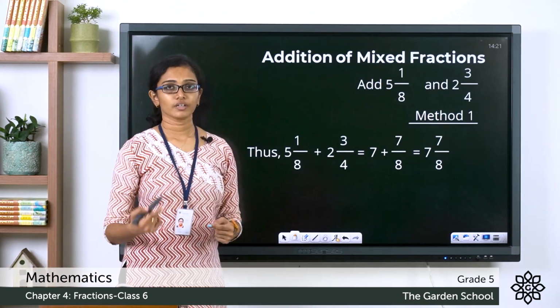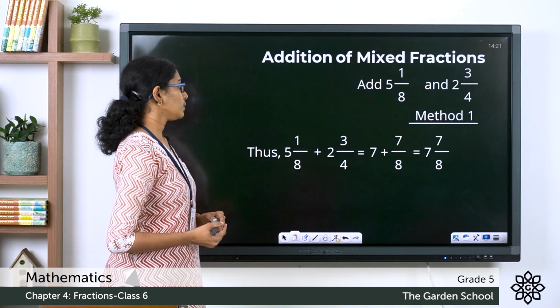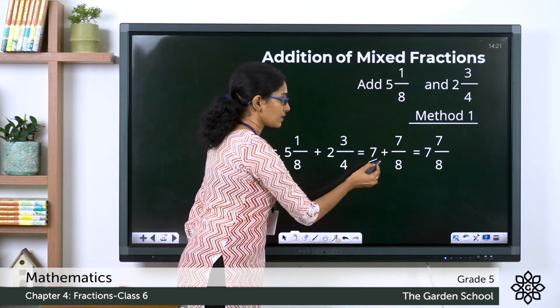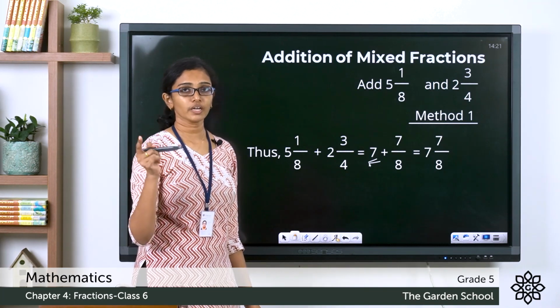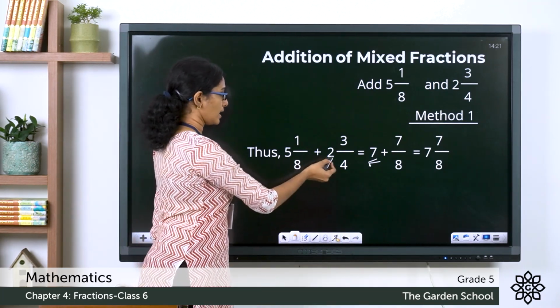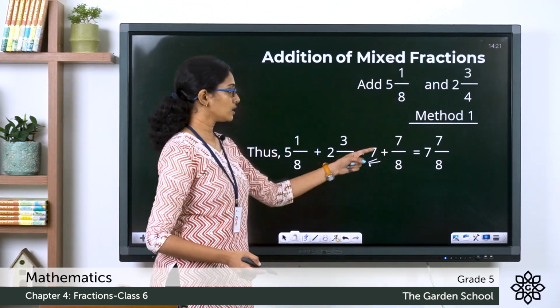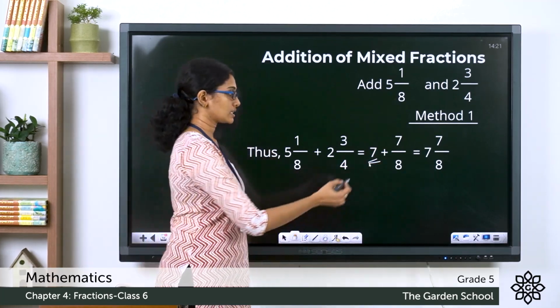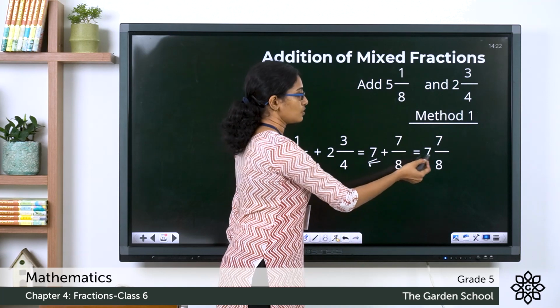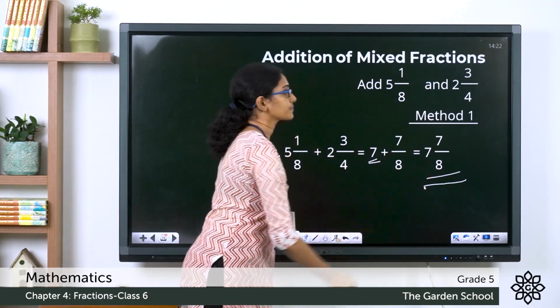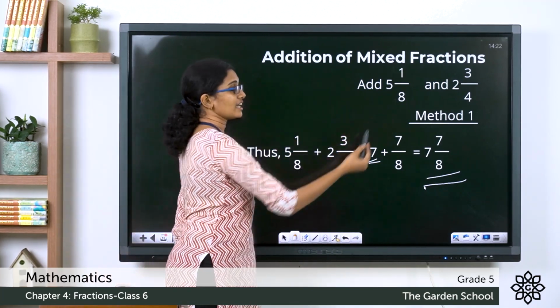Now coming back to the question, we have 5 1 by 8 plus 2 3 by 4 is equal to 7, which is the sum of the whole number parts 5 and 2. 5 plus 2, 7. Now, here we have the sum of the fractional part. So, it is 7 plus 7 by 8, which we can write as 7 7 by 8. There you have the answer for this addition.